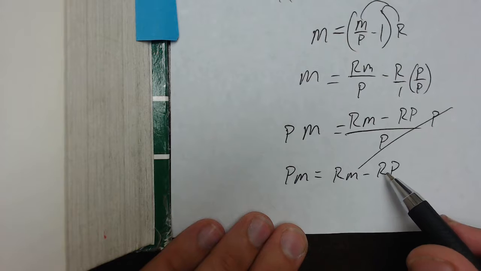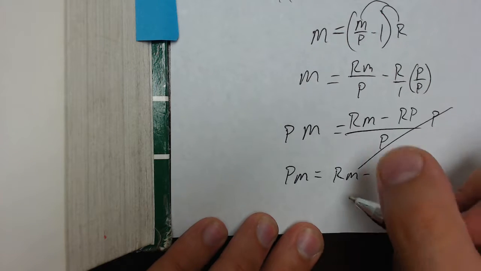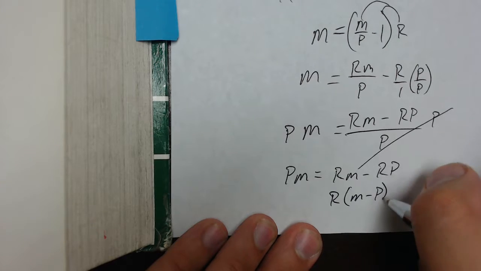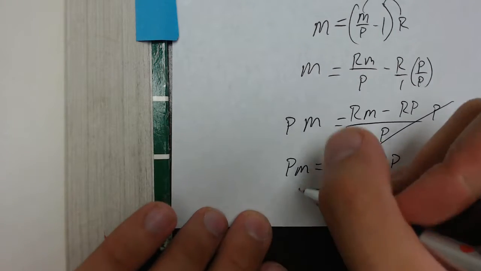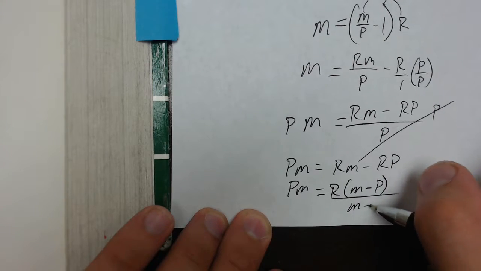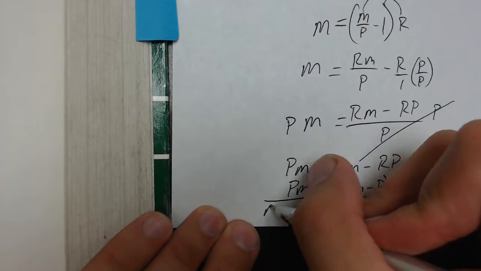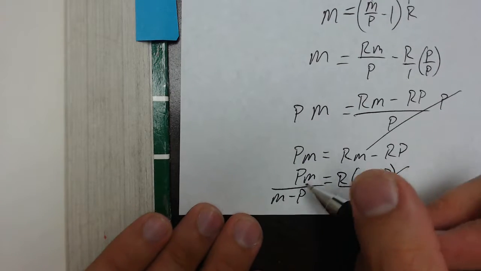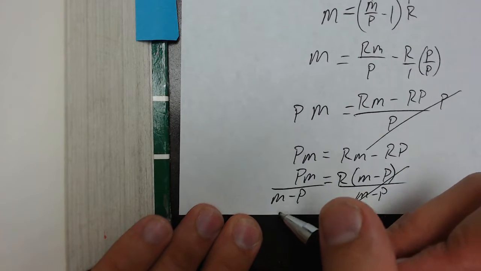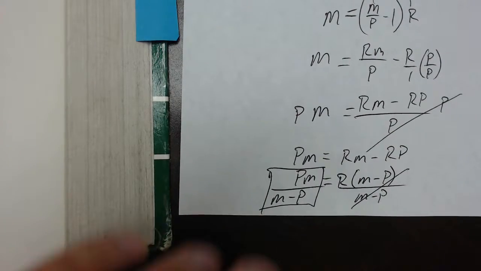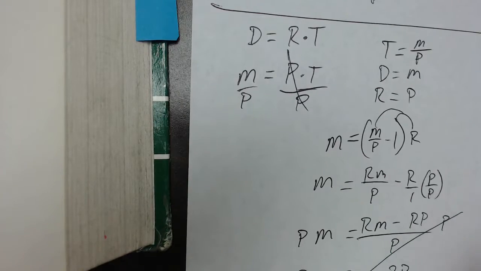From here, our unknown, which is R, can be factored out. We'll rewrite that as R times M minus P. And if you're really good at these abstract equations, you already know where we're going with this. We're going to take R, we're going to divide it by M minus P. That cancels. And our new rate is going to be P times M over M minus P. Problem solved. All right, that might have been a little too fast for some of you, so we'll go ahead and do another example.